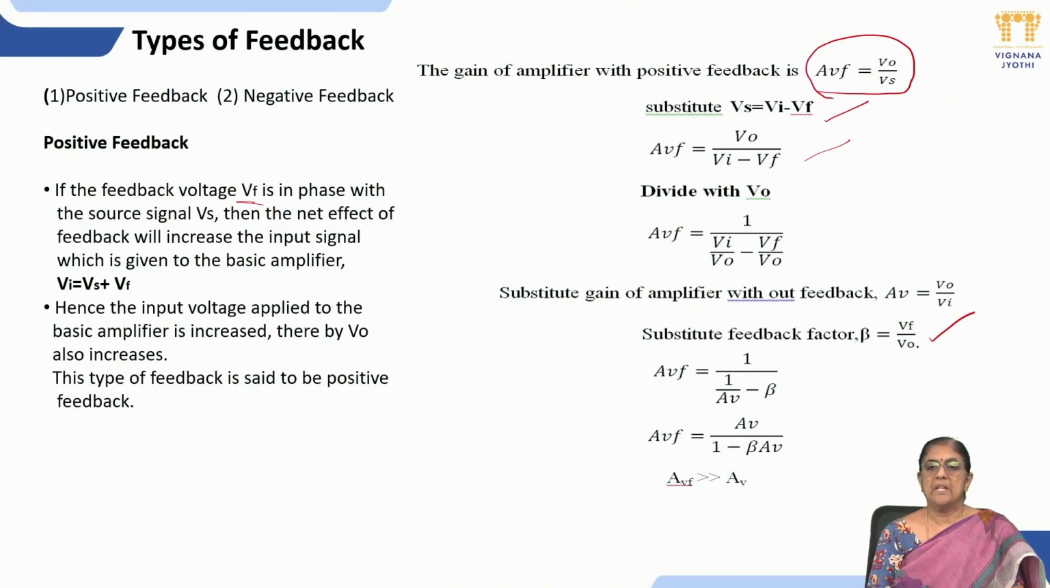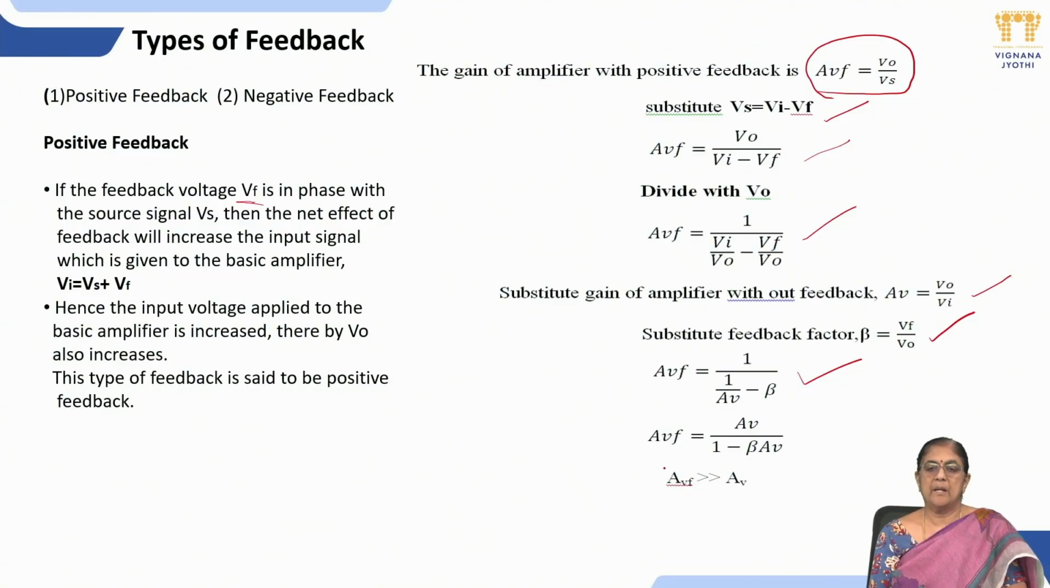Substitute AV and beta in the expression of AVF. Then AVF is equal to 1 by AV minus beta. By simplifying this expression, AVF becomes AV by 1 minus beta AV.